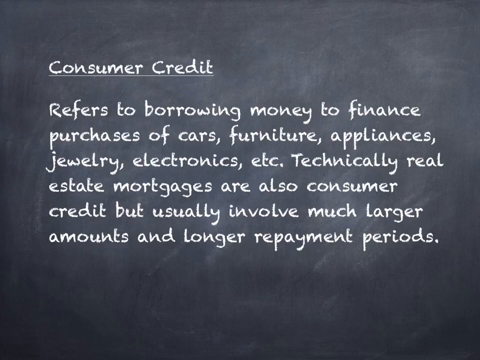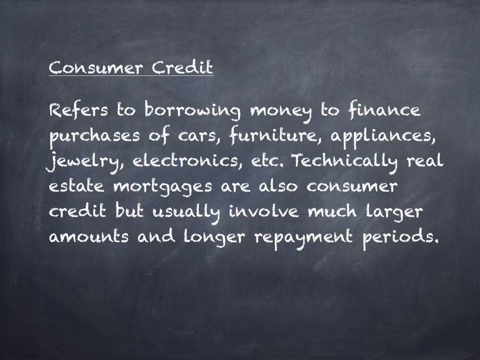So we're not talking about savings accounts in this section at all. Last section could apply to either saving money, investing money, or to borrowing money. This section is all about borrowing, okay? Consumer credit typically refers to buying things like cars, furniture, appliances, maybe it's jewelry, whatever it is that you're purchasing.